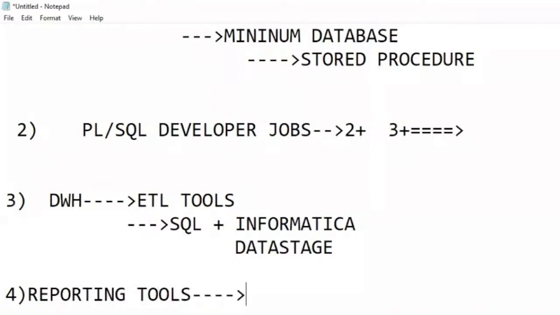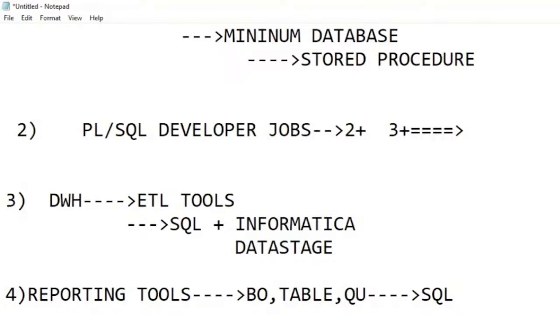Suppose in Oracle-related tools, that means BO, OBI. Nowadays these types of tools are there: Tableau, QlikView. These are easy tools. Those getting jobs with them need minimum basic SQL knowledge, so those persons are also learning these courses.